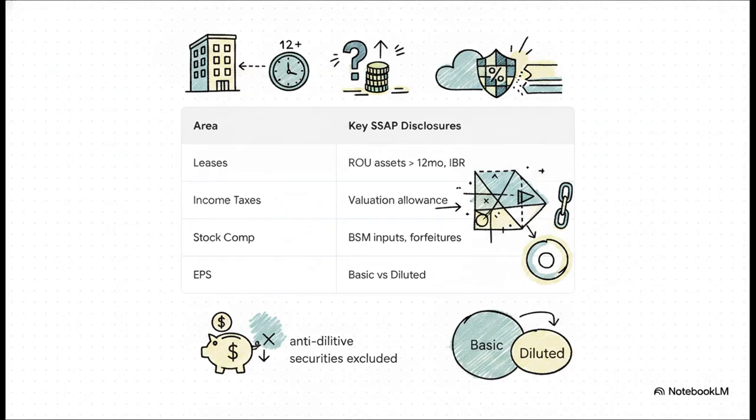Literally, if you leave out something like the BSM inputs, you've created a gaping hole in your disclosure package, and analysts simply cannot verify your stock comp expense without it. Lastly, don't forget earnings per share. How are you calculating basic versus diluted, and what anti-dilutive securities did you exclude?